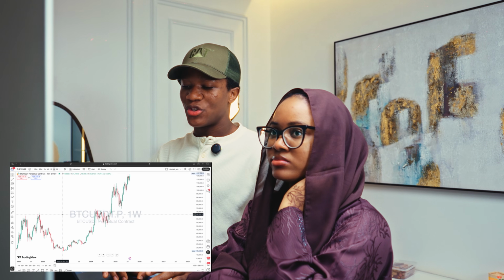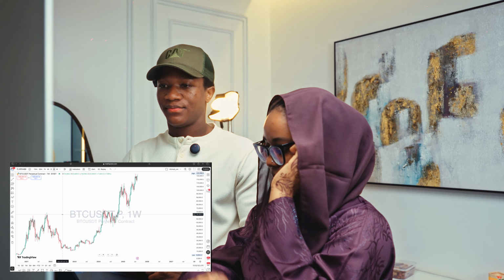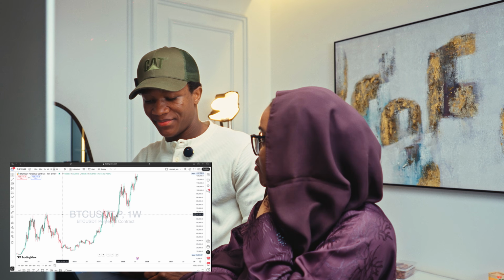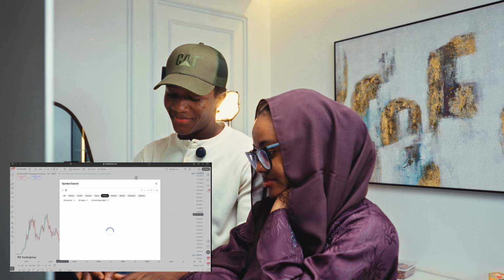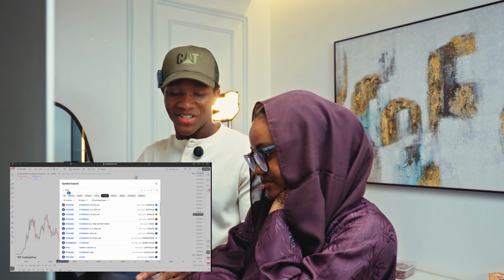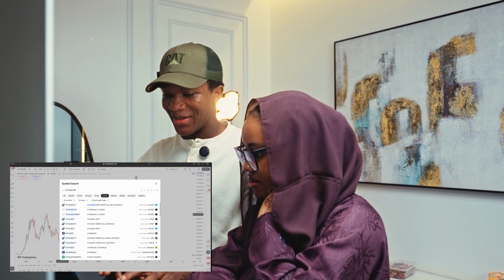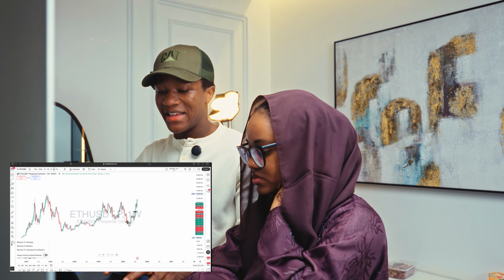Alright, now choose a pair. Choose any pair you want us to use. Now let's use Ethereum. ETH, because in TradingView it is the short abbreviation that will allow you to see the name of the share. Good and fine. So now we're using ETH.